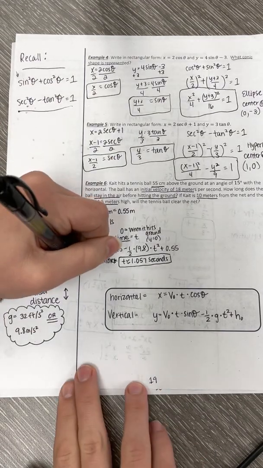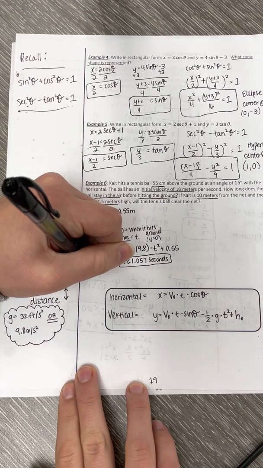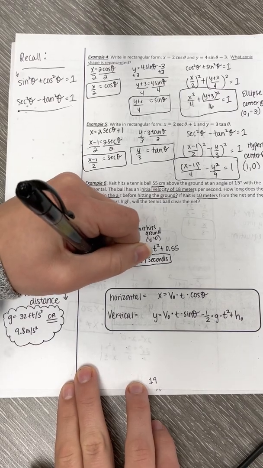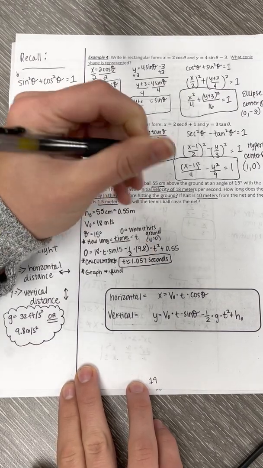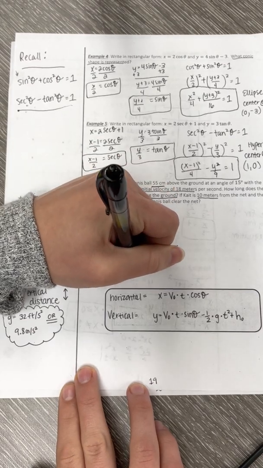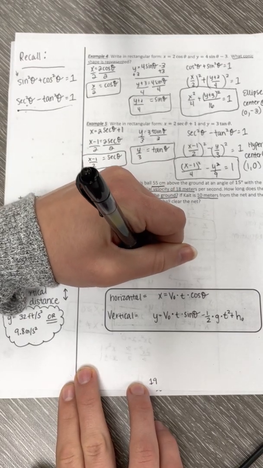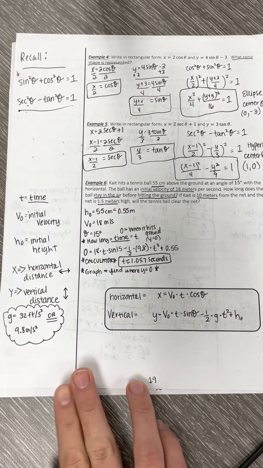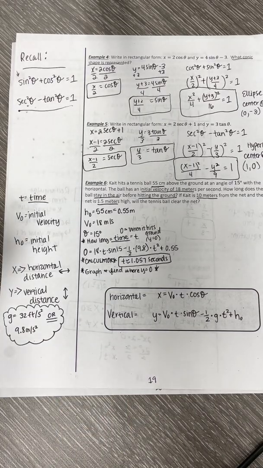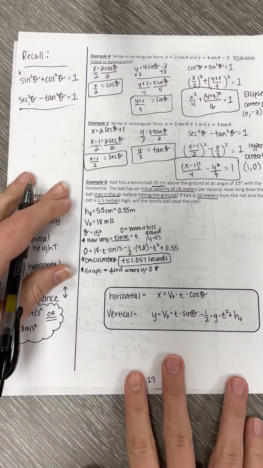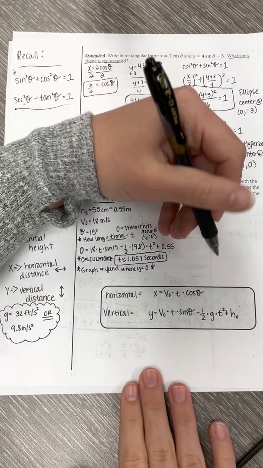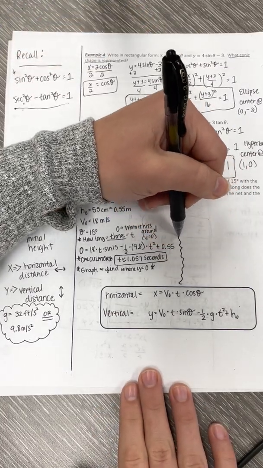You can also graph the equation and find where y equals 0. That could be another way that you find an approximate value. So that's the first question that they asked, and we went ahead and answered it.